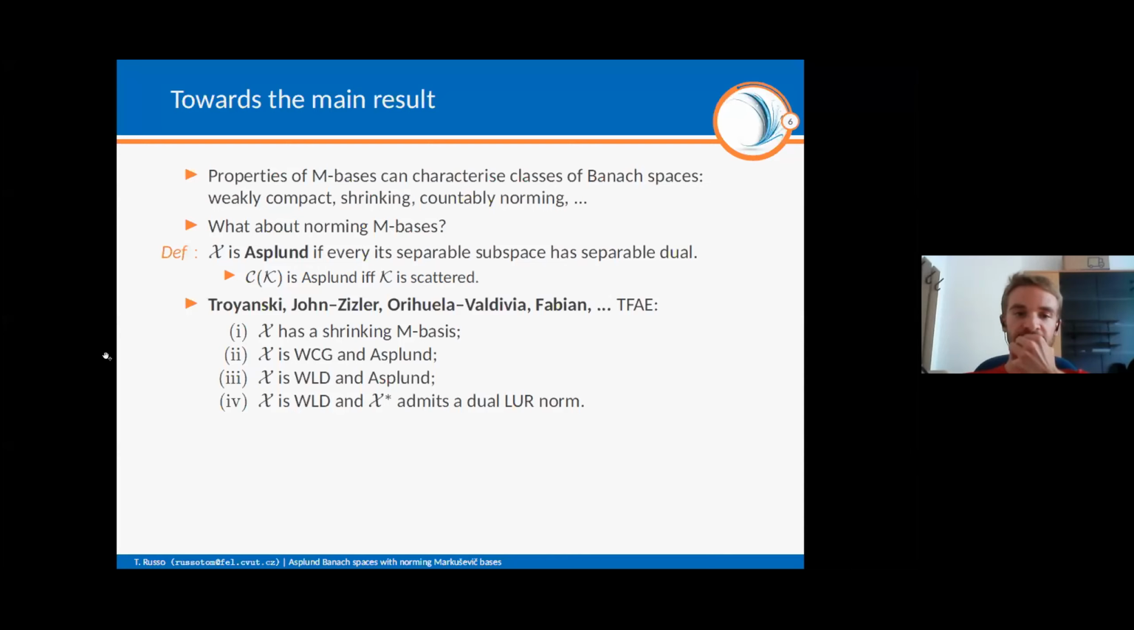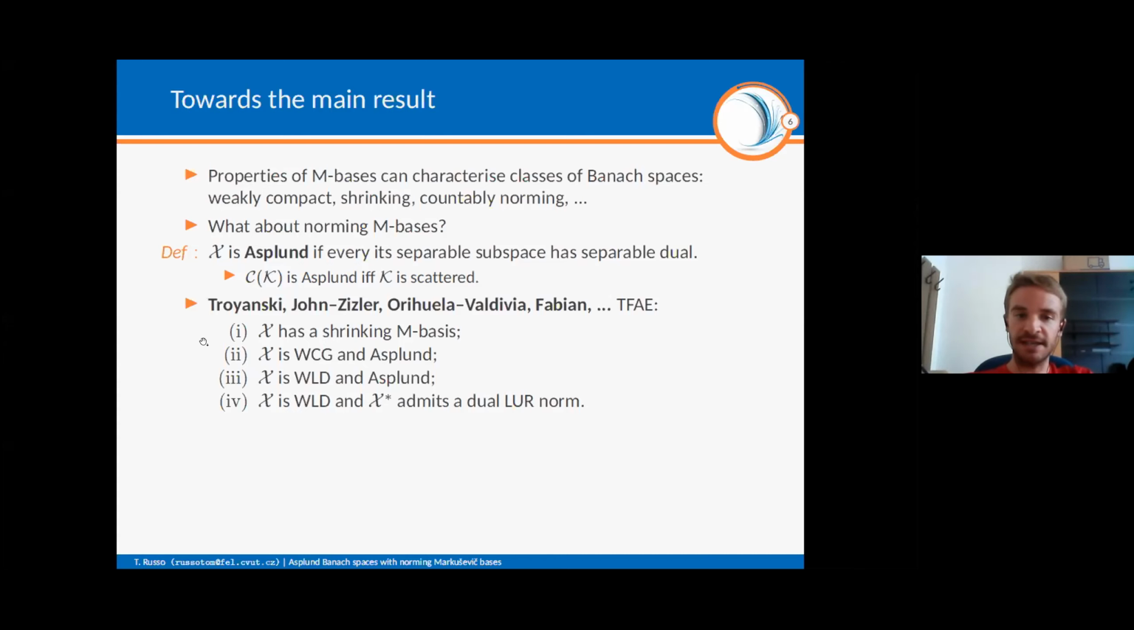So this result has been known for some time. It follows from the contribution of several authors. I listed some here. I probably didn't manage to list all of them. I am aware of other papers which I didn't list. There is a way to prove the result using only one result from a paper by Marian Fabian and one result from a paper by Orihuela and Valdivia. But these two papers were building on different previous papers from John, Zizler, Troyanski, and other people. So I listed some earlier contributions as well.